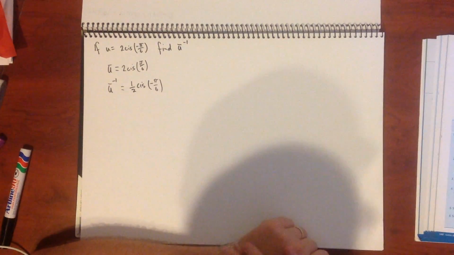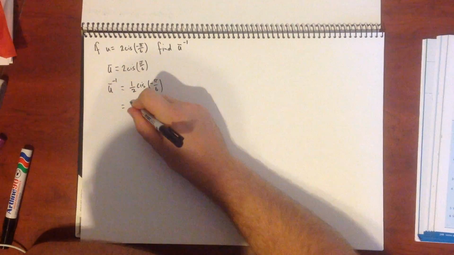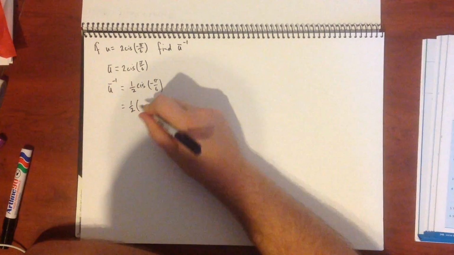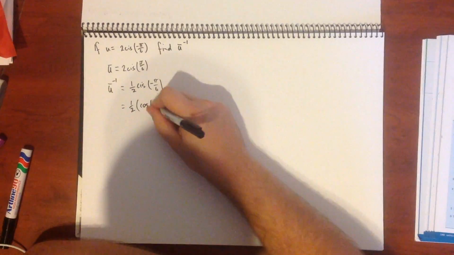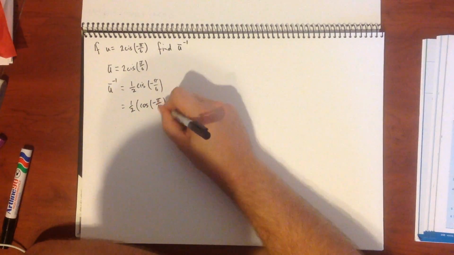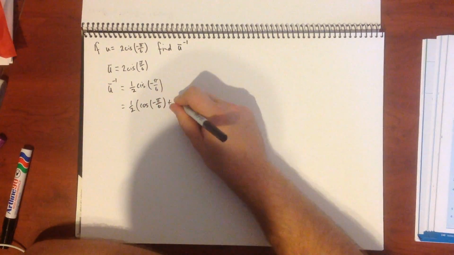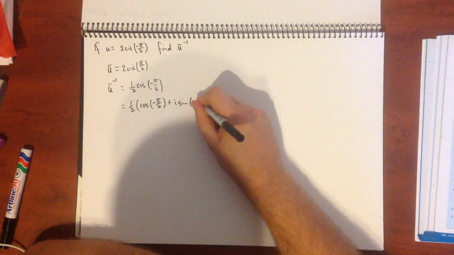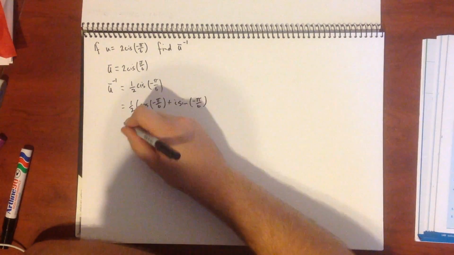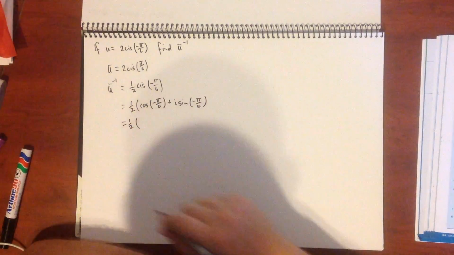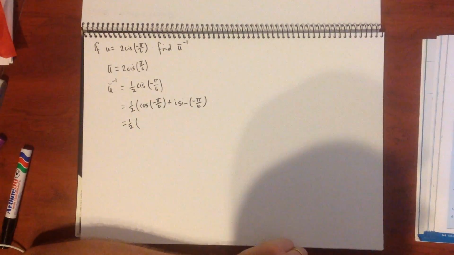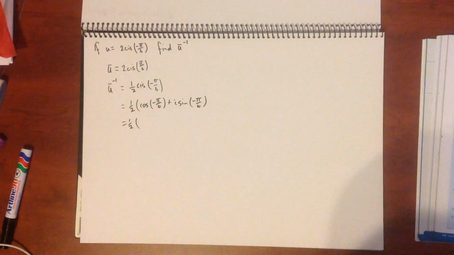They do ask to make it into rectangular form. So this is equal to a half outside of cos of negative pi on 6, plus i sine of negative pi on 6, from our exact values. Okay, we need to actually remember a couple of things.